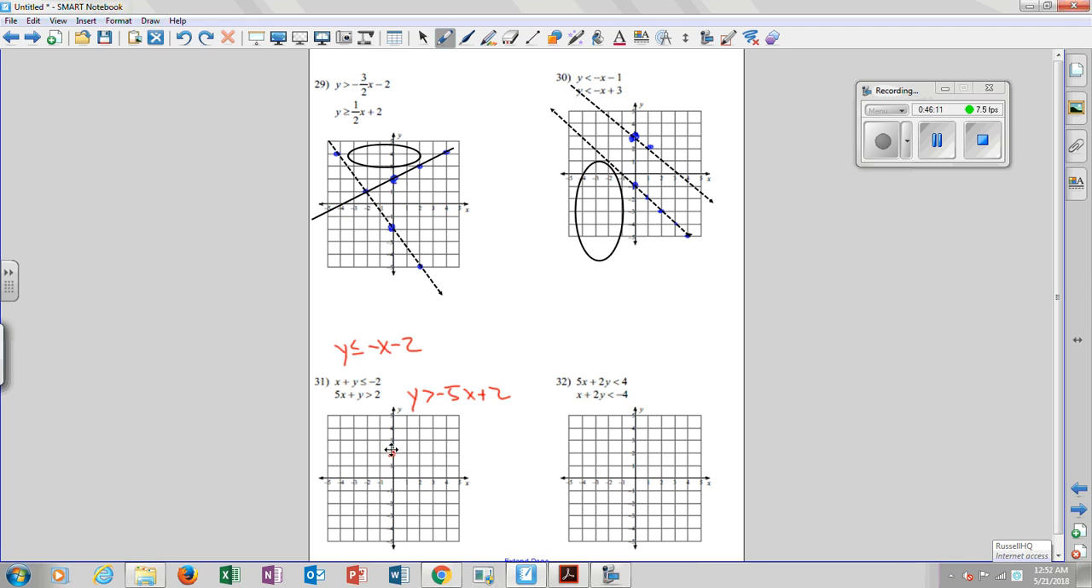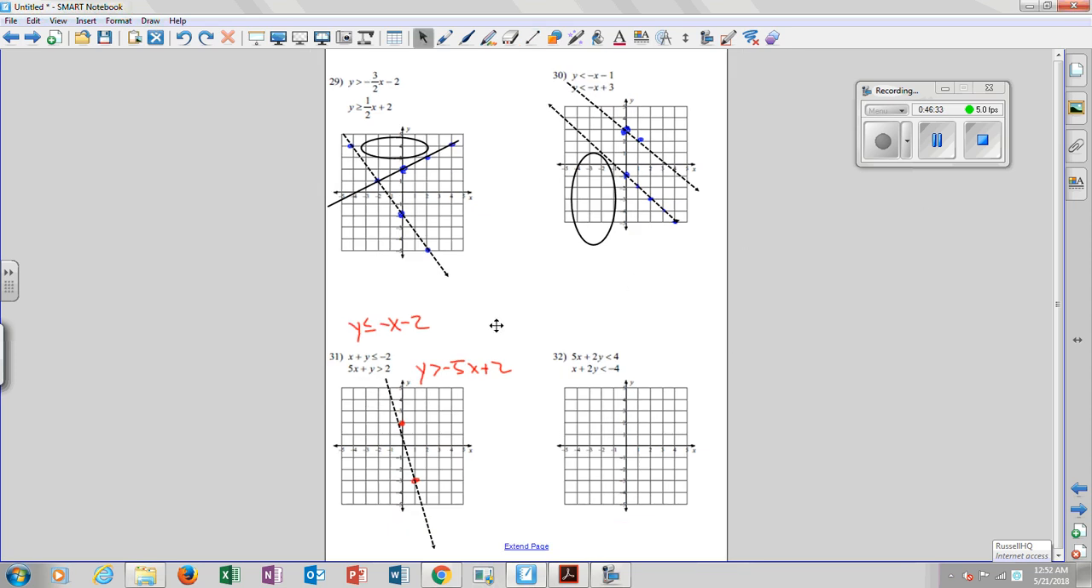Go up to 2, make a dot. Go down 5 and right 1. That's just for the second line, by the way. I think that's pretty obvious. There's no equal sign, so it's a dotted line. And you would shade everything above the line.